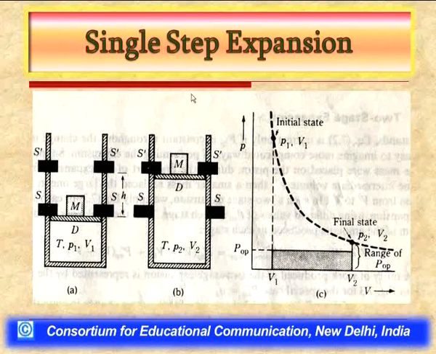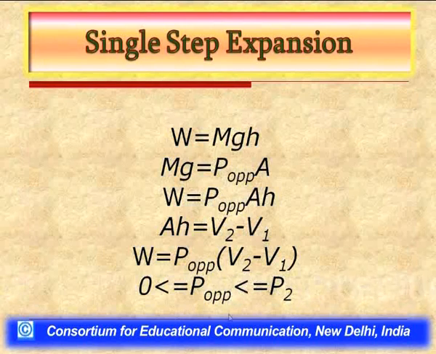As we have defined over here, there are certain conditions upon the opposing pressure. There is a limit of opposing pressure. This opposing pressure can be either 0 or greater than 0, but should not be greater than the final pressure of the system, which the system attains in the final state.